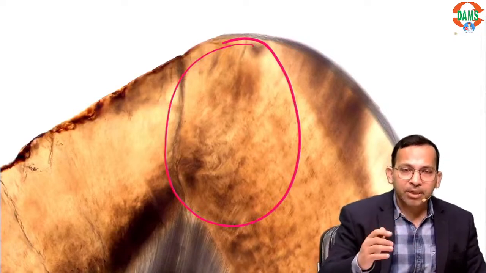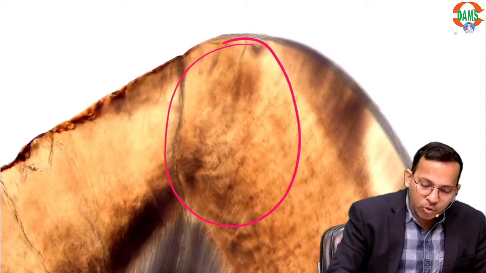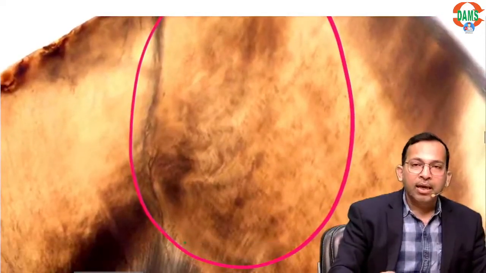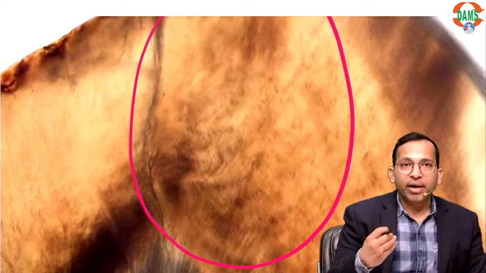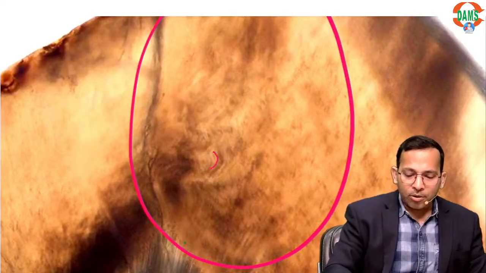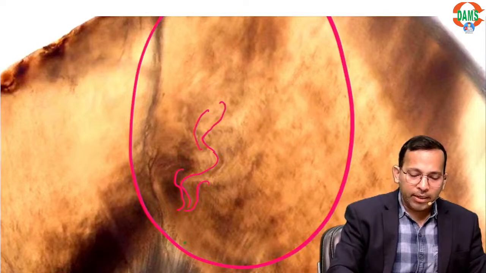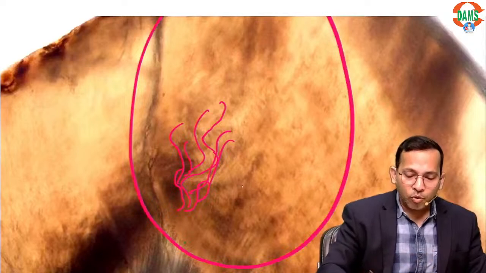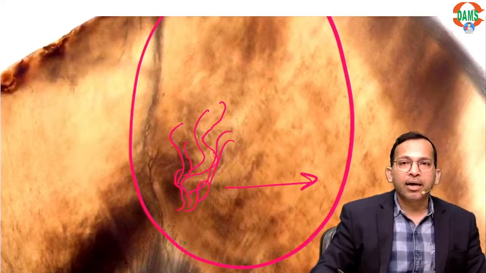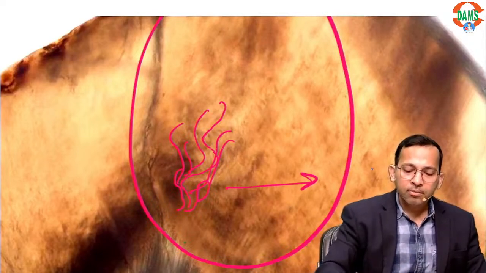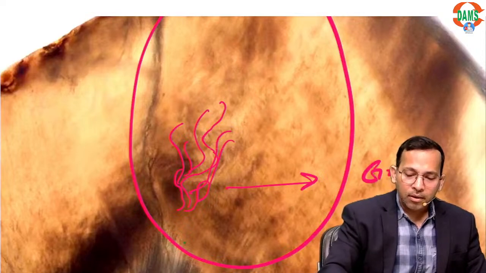In the cusp tip, take a closer look and you'd be able to see that the enamel rods here are quite wavy and they are crisscrossing each other. So what is the term used for such an arrangement of the enamel rods? These are known as gnarled enamel.